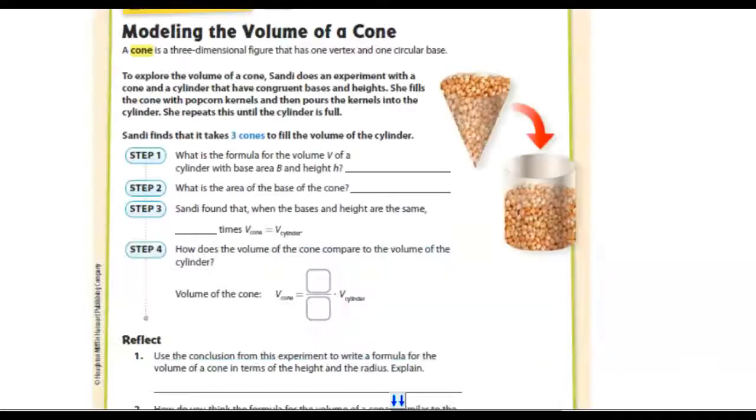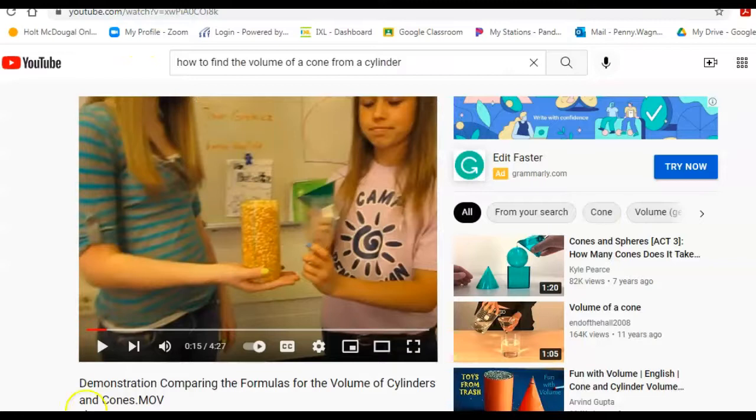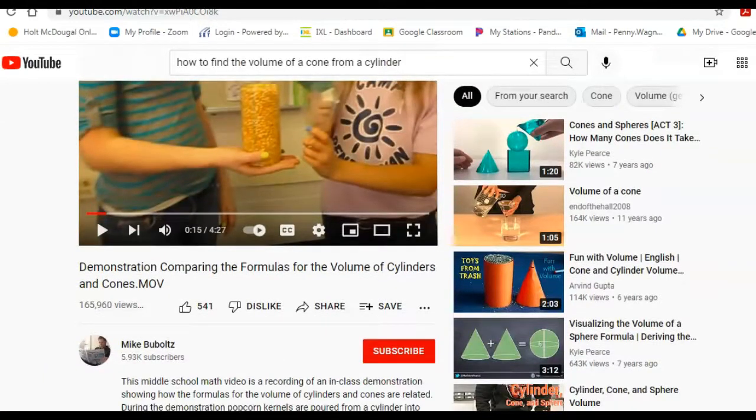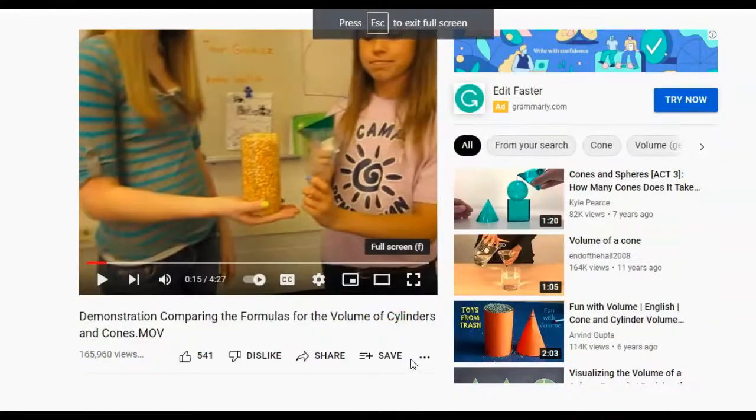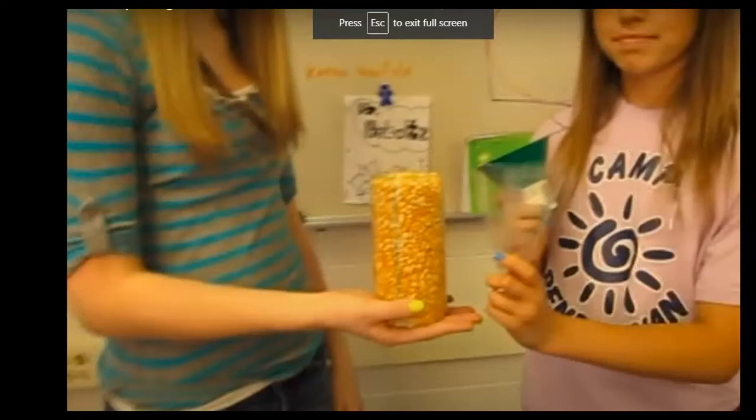So I found this example, and this was done by a teacher in another district, and he constructed a cylinder with popcorn and some cones. So just take a look at this. It was shared by Mr. Mike Bubbles, and he does the experiment with the popcorn, and I wanted you to see that.